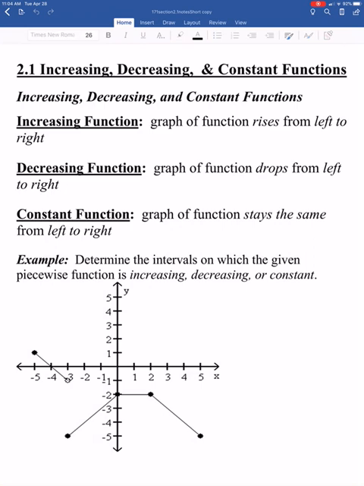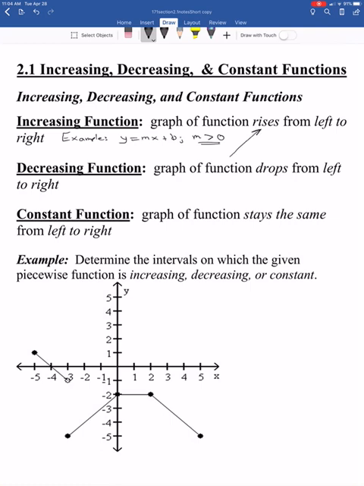constant function. An increasing function is a function that rises from left to right. It increases in value. Right, as x gets larger, y will get larger. An example, so we want to write down here an example of what an increasing function would be. We can go back to our previous unit and talk about linear functions, right, graphs of lines. An example of an increasing function would be a linear function of the form y = mx + b, where m is greater than 0.